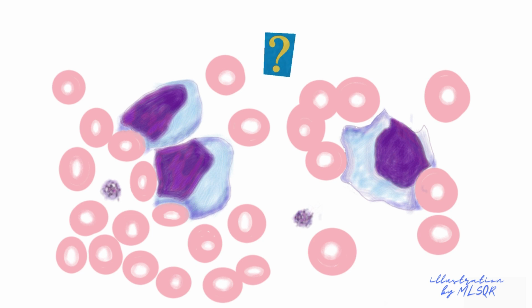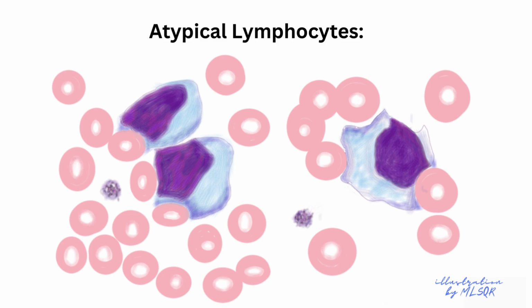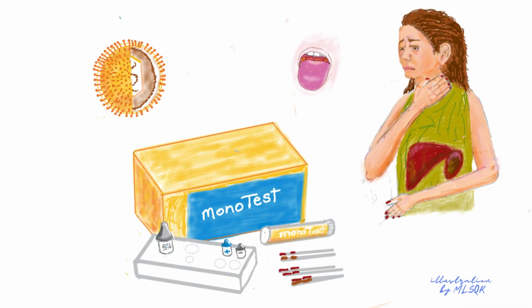What do you see here? I hope you're right, atypical lymphocytes. Please see my other video about infectious mono and the Epstein-Barr virus. Look for leukocytosis, lymphocytosis, atypical lymphs, and expect a positive mono test.